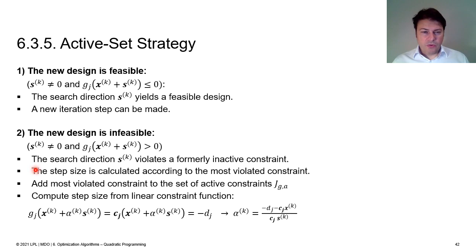but you compute a step size for the constraint that is violated most. So there could be several constraints violated, but you want to start with the one that yields the largest value of the constraint function. So you add that constraint to the active set and then compute a step size using a linear constraint function that looks like this.